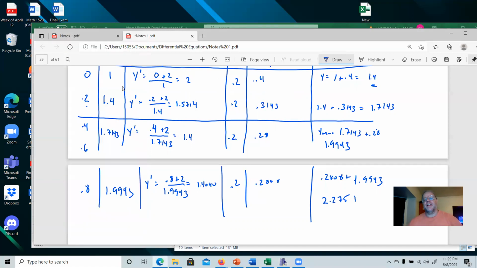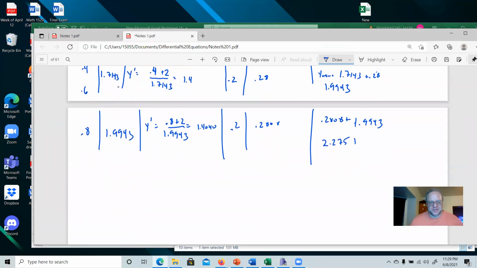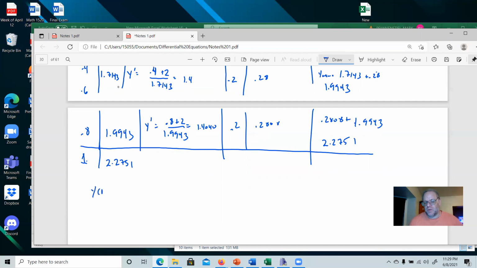All right. Now, here's something that you always have to remember. It means you get to do less work, so you're going to remember it. 0.8 plus 0.2 is 1. This is 2.2751. Hey, what's y of 1? What's y of 1? 2.2751, isn't it? We're done. We don't have to do any more. So once you got to that point, you're finished.